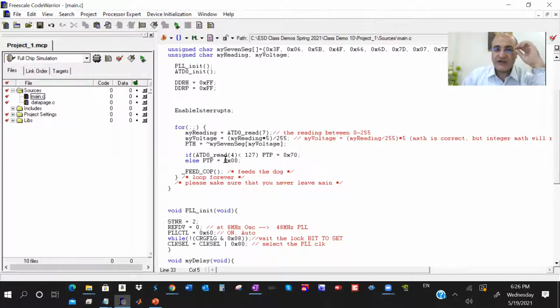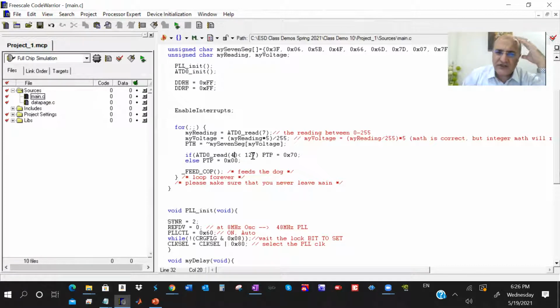Then I want to read another. Who asked me this? Mustafa or Yazid? I want to read the light sensor. I can call the same function again, A to D read, but this time I'm going to pass the 4 here instead of the 7. Here I read the voltage on the potentiometer connected to pin 7. Now I want to read the voltage connected to pin 4, which comes from the light sensor.